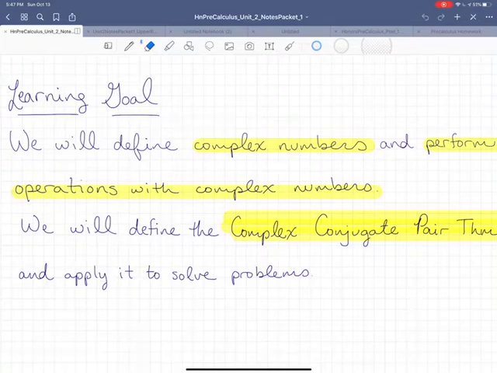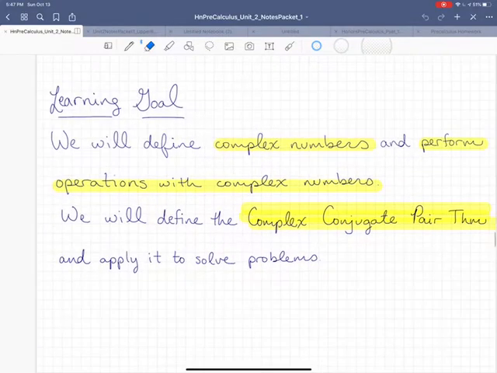In this lesson, we will define complex numbers and perform operations with complex numbers. Also, we will define the complex conjugate pair theorem and apply it to solve problems.